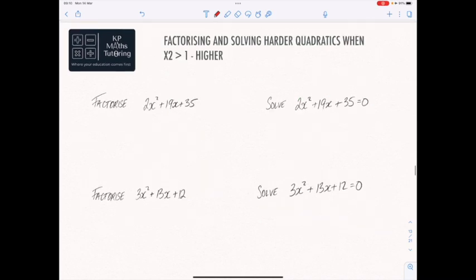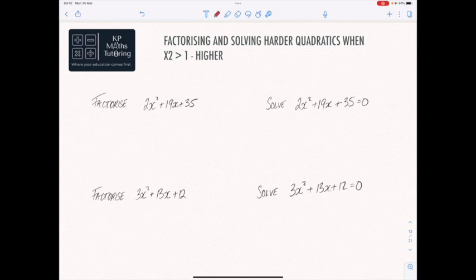Okay, let's now look at what happens when there's an x squared that is greater than 1. And this is what I mean here, when x squared is greater than 1. So if you look at this, this is now a 2x squared. This would be on higher. So for those of you sitting higher, this is what you need to be able to do. If you're on foundation, you wouldn't need to worry about doing this.